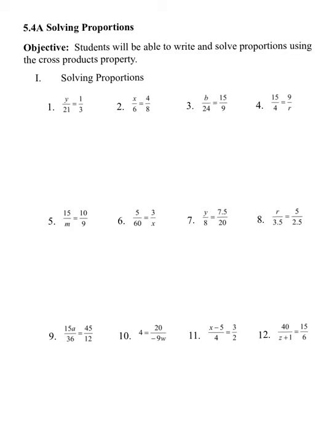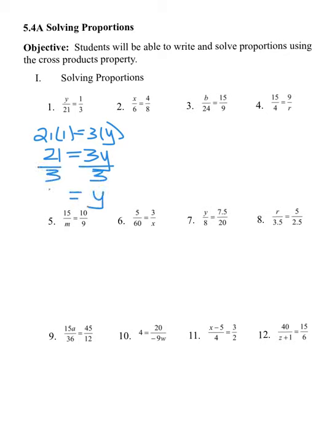We're going to multiply our means and our extremes. It doesn't matter necessarily which order you go in, but if you go bottom to top, left to right, and you just stay consistent, you'll never multiply the wrong numbers. So for number 1, 21 times 1, we're going to set that equal to 3 times y. Now we're going to solve the one-step equation for y. We get 21 equals 3y. We're going to divide both sides by 3, and we get y equals 7.